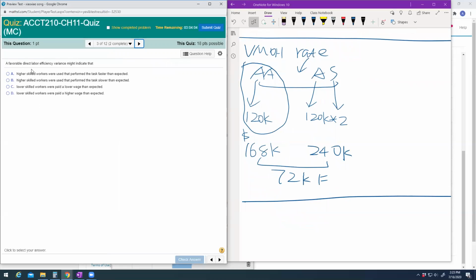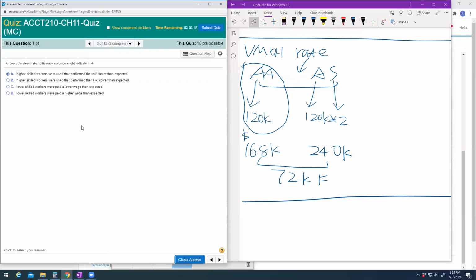Okay, a favorable direct labor efficiency variance might indicate you have a favorable efficiency. That means higher skills were used that perform the task faster than expected. I think that's the right answer. No, you have favorable. That means you are very efficient, right? You are very efficient, so you finish your task faster than expected. You have higher skilled workers.